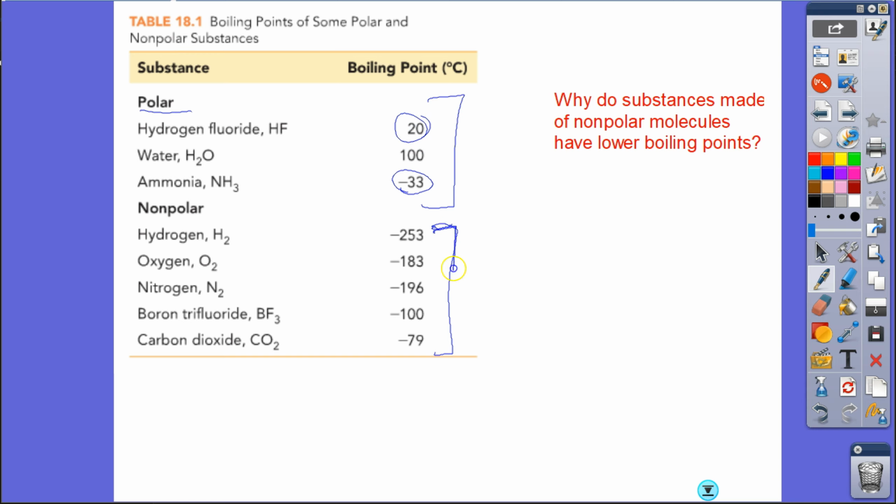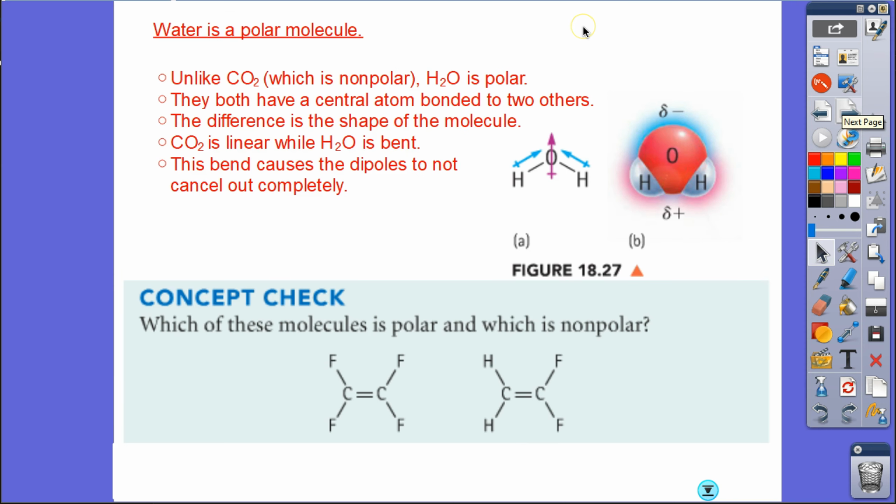But these nonpolar molecules, substances made of these, all have really low boiling points. Water is polar. I drew a diagram earlier that had a hydrogen and an oxygen and a hydrogen all in a line. And I said we'll see how the shape's not really straight like this. It's actually bent. Some molecules are called bent because they're not straight. Some molecules do that because of these non-bonding pairs.